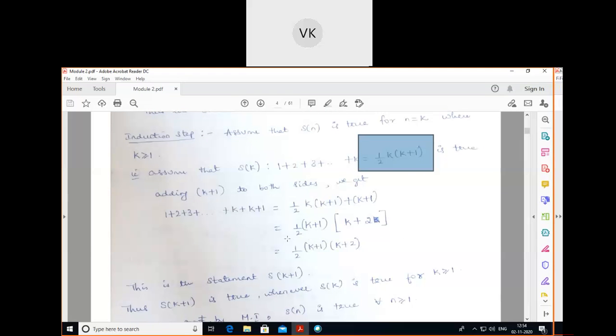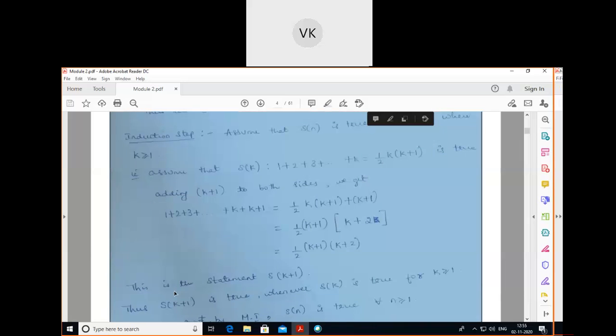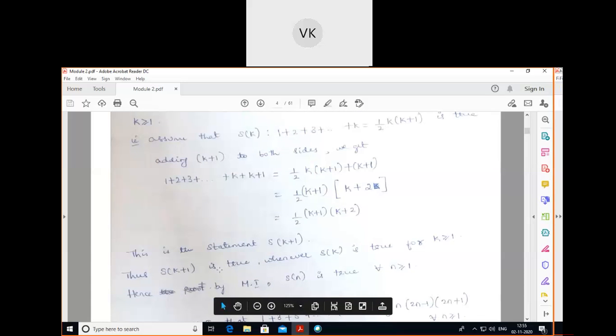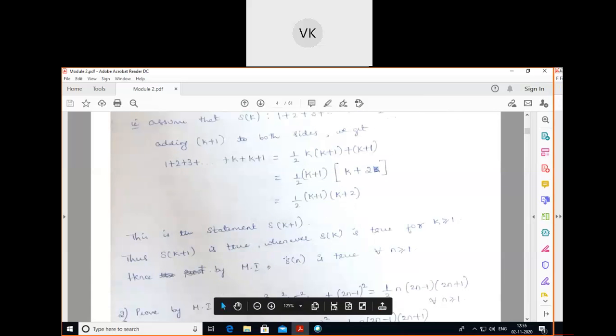Yes sir, we have got the same thing here: 1 by 2 K plus 1 into K plus 2 after simplification. Okay, so this is the statement, that is S of K plus 1. Thus S of K plus 1 is true for K more than or equal to 1. Hence, by mathematical induction, S of n is true for all n more than or equal to 1.